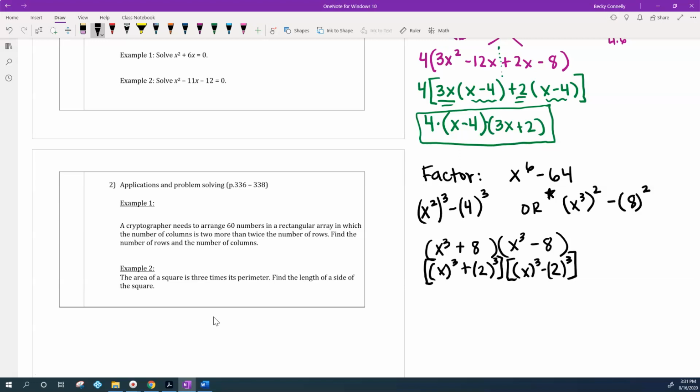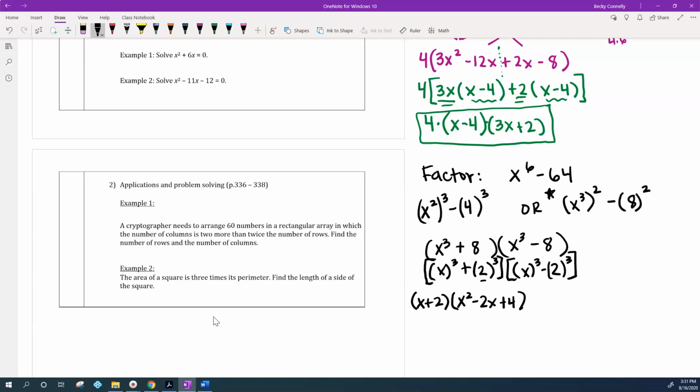If I write that in sum of cubes form, in the first parenthesis I'll have x plus 2, and then I need to square my first term, so x squared, then minus the two terms multiplied together, so minus 2x, and then square that last term. So 2 squared is 4, so plus 4.